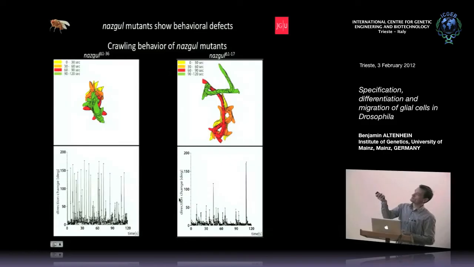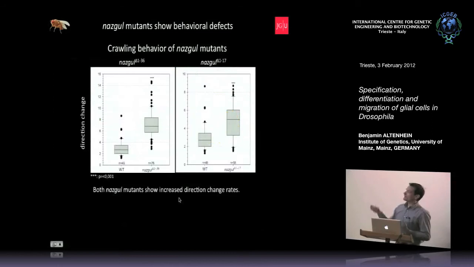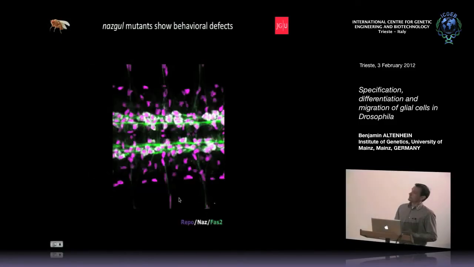This is the Delta 136 mutant, which is the strongest allele that we have. Another mutant allele that we have seems to be a hypomorphic, Delta 117. Compared to wild type, it also has an increase of direction change rates, yet it's not as severe as the other allele. In a statistical evaluation, this is how it looks in comparison to wild type. It's highly significant in both 136 and 117. The differences are there.